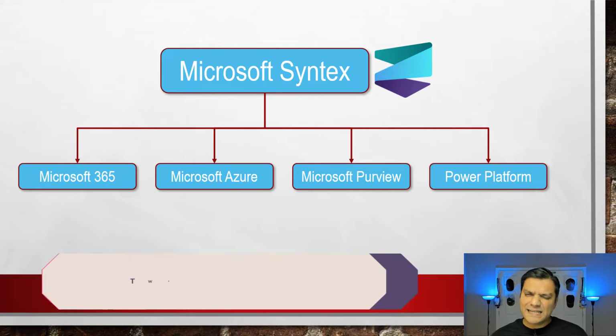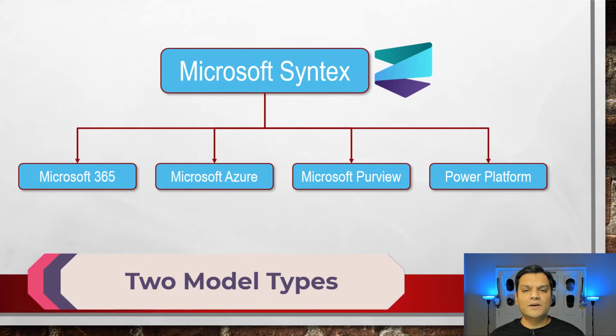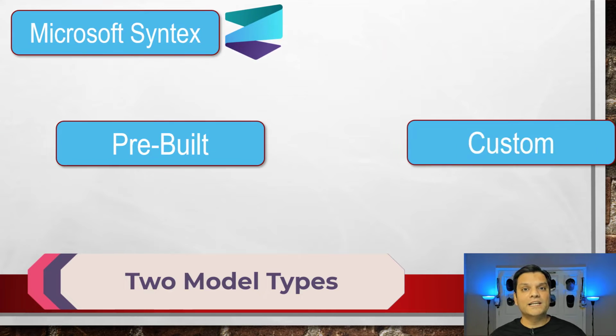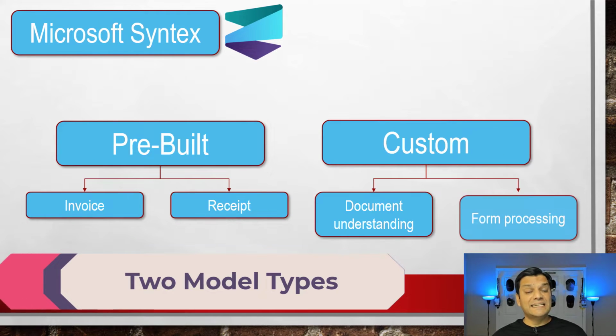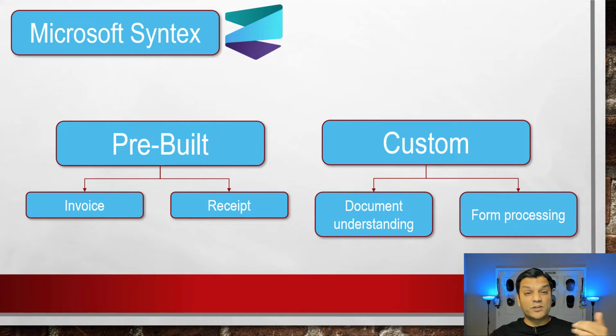So now that you understand a little bit of what Microsoft Syntex is all about, let's actually go and take a look at all that it is part of. So Microsoft Syntex falls under these 2 categories, or these 2 categories fall under Microsoft Syntex, which is the pre-built and the custom. Now in pre-built, there's actually 2 pre-built models already available, the receipt and the invoice. In fact, the demo that I'm going to show you is already a receipt.